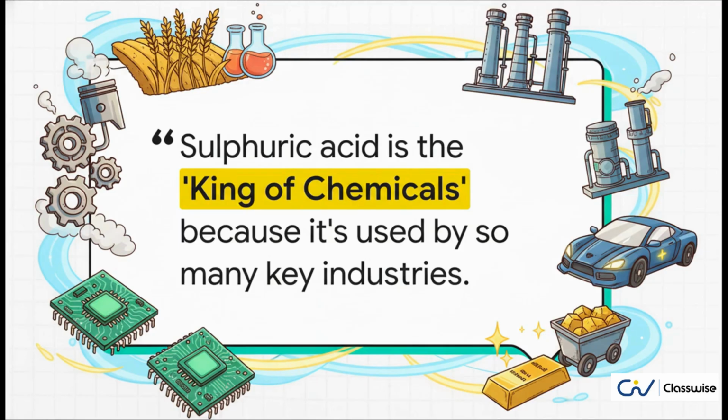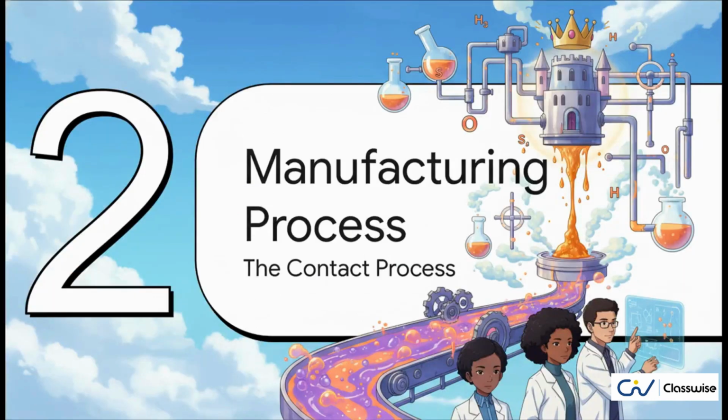Think about it. There's pretty much no other chemical that's used by so many important industries. It's not just an ingredient in things, it's the thing that helps make almost everything. It's a total game changer. So if it's a king, how does it get its crown? Well, that happens in a process called the contact process. Let's take a look at how this royal acid gets made.